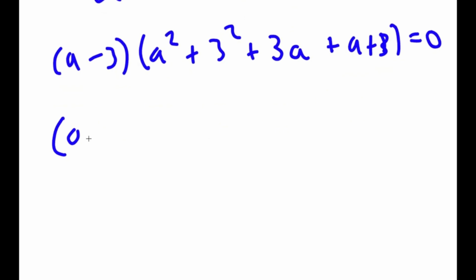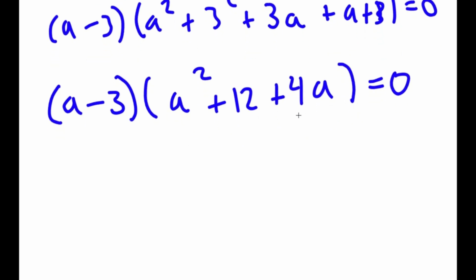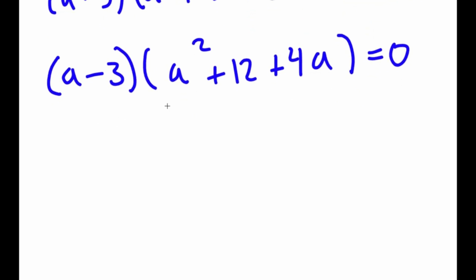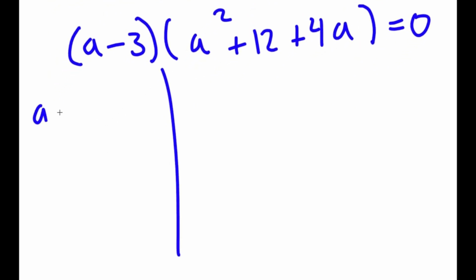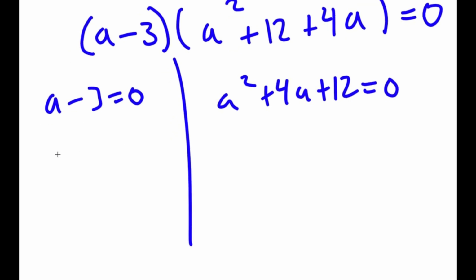And this simplifies to a minus 3 times a squared plus 12 plus 4a is equal to 0. So now this gives me two equations. I have a minus 3 is equal to 0, and I have a squared plus 4a plus 12 is equal to 0. So for a minus 3 equals 0, a obviously equals 3, so this is one solution of a.